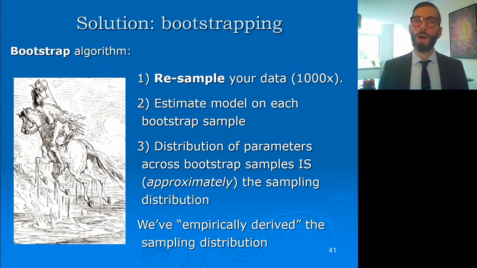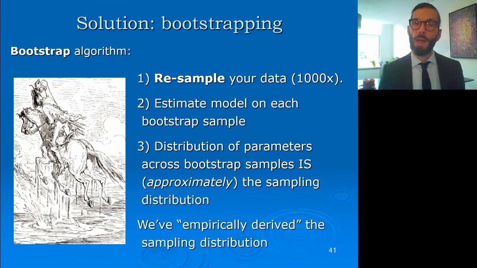The logic behind bootstrapping is that in an ideal world, we could draw 1,000 samples from the population and observe what the true sampling distribution is for every parameter in our model. In reality, we can usually not draw 1,000 samples from the population because it is too difficult and too expensive. So we do the next best thing, and the next best thing is to draw 1,000 samples from the data. And we draw samples with replacement, which means that some people are drawn from the original data several times, and some people are not drawn at all. So we draw 1,000 unique resamples of the data.